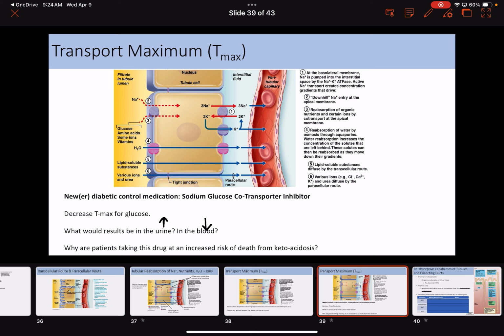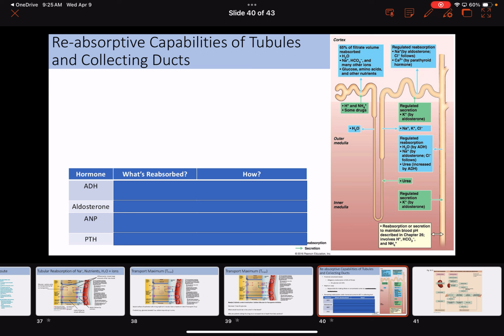Why are patients taking this drug at an increased risk of death from ketoacidosis? The reason is that there's less glucose available in the blood. If you remember, if we don't have enough glucose available for the brain, that acetyl-CoA can't move on to the next step of cellular respiration, and it builds up, and then we convert those to ketones or ketone bodies, which are acids. So now we have acids building up in our blood, which can lead to metabolic ketoacidosis, which can depress your nervous system and eventually lead to a coma or death. Questions about that?